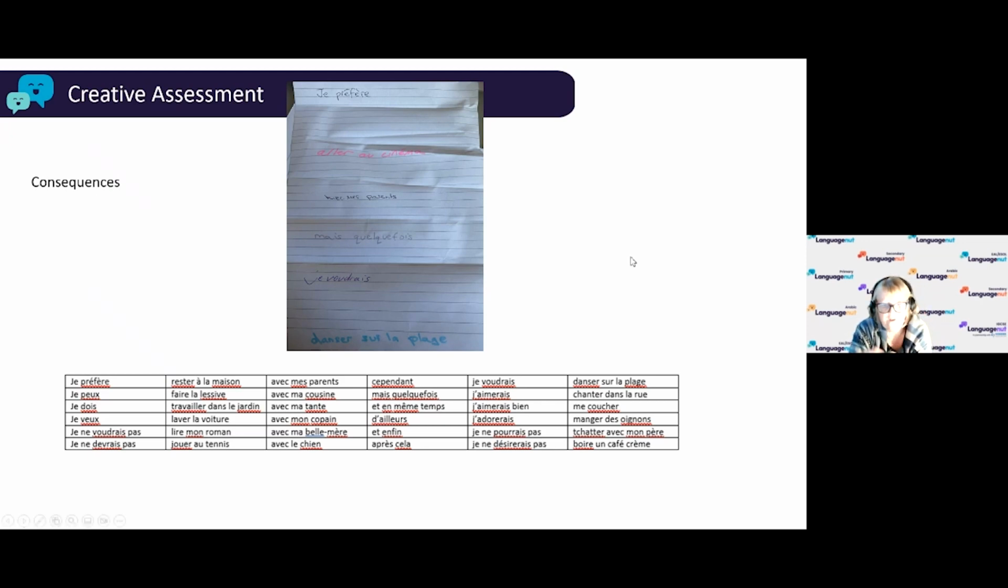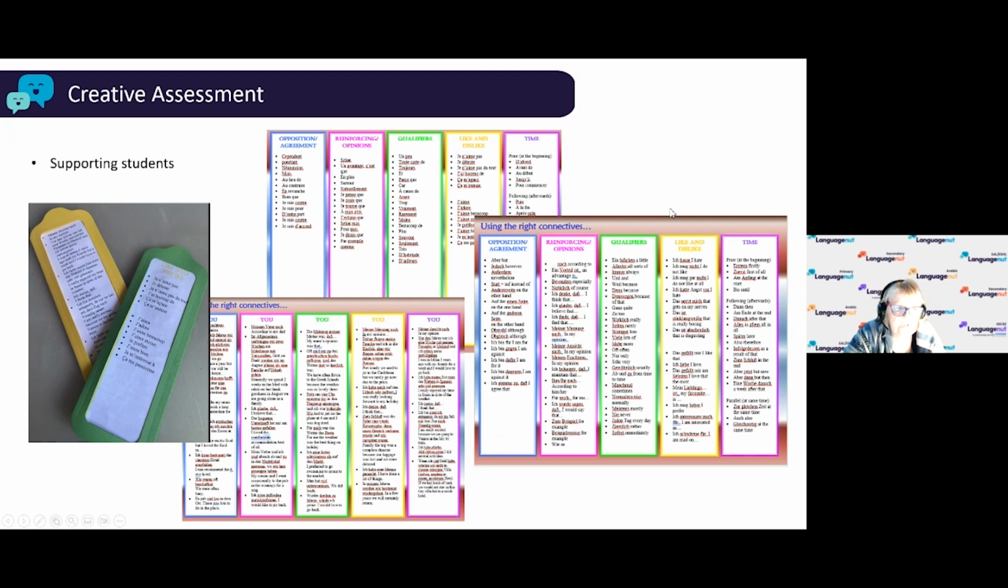In terms of that, once you've actually then done it, you might decide to get them to put it into the il form. So il préfère aller au cinéma avec ses parents, and so on. Or you could do it as a plural thing or change the tense. There's lots of different things you can do with that. Okay, so if you can move on to the next slide, please.